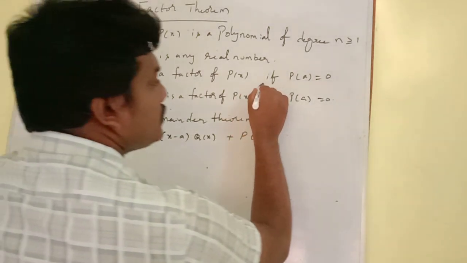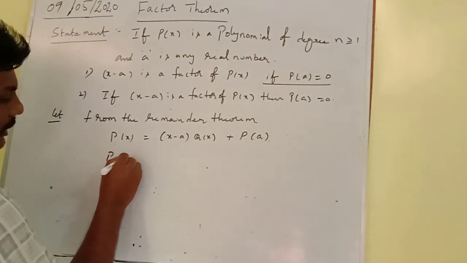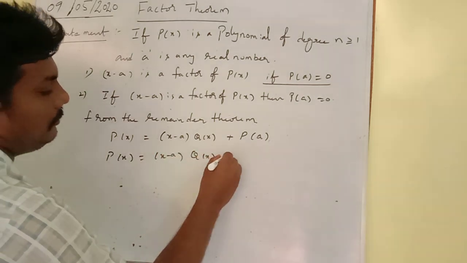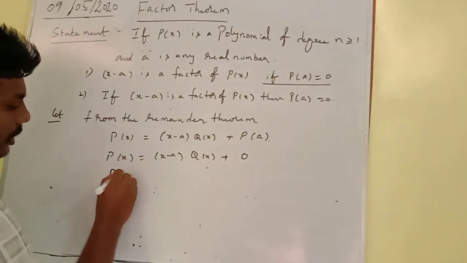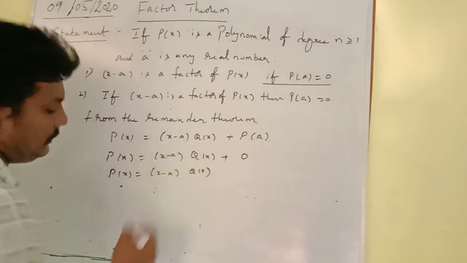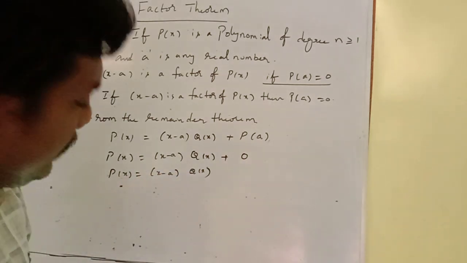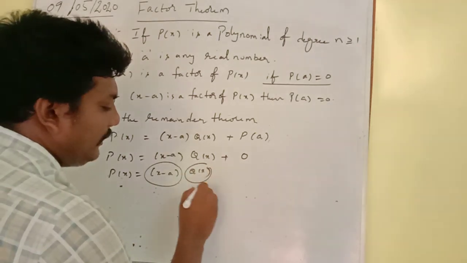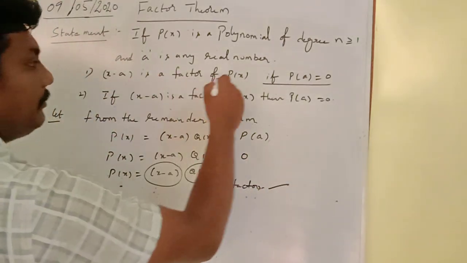So if p of a is equal to 0, first condition, let p of a equal 0. Then p of x is equal to x minus a times q of x plus 0. Whenever the remainder is 0, p of x is equal to x minus a times q of x. That means p of x is the product of x minus a and q of x. Hence the result: x minus a is a factor. These two are called factors. Now the first statement is proved.